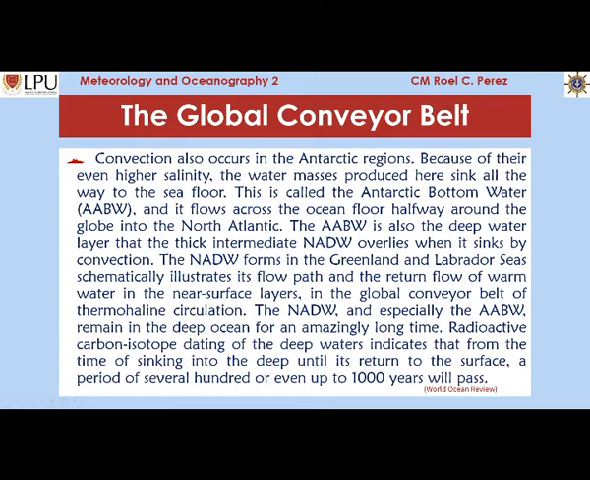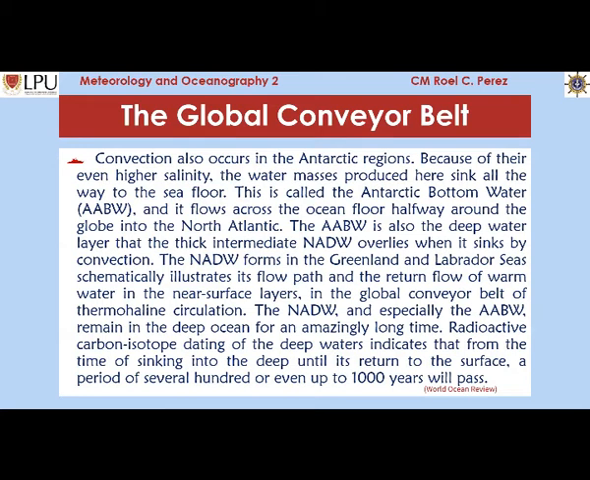Convection also occurs in the Antarctic regions. Because of their even higher salinity, the water masses produced here sink all the way to the seafloor. This is called the Antarctic Bottom Water, AABW. I do not know why it is abbreviated AABW, but it is only Antarctic bottom water. I suppose this is Antarctic area bottom water, but let us leave it like that. It flows across the ocean floor, halfway around the globe into the North Atlantic.